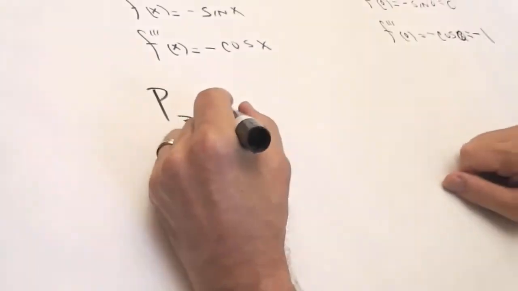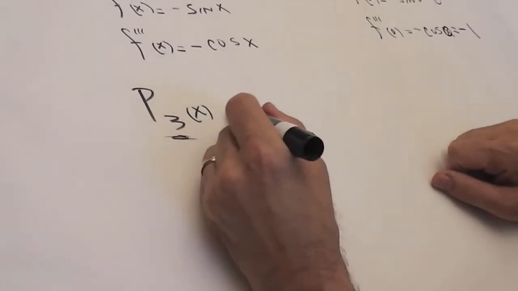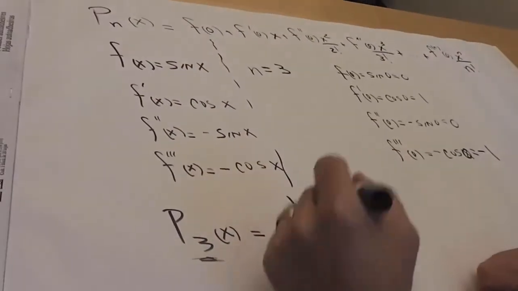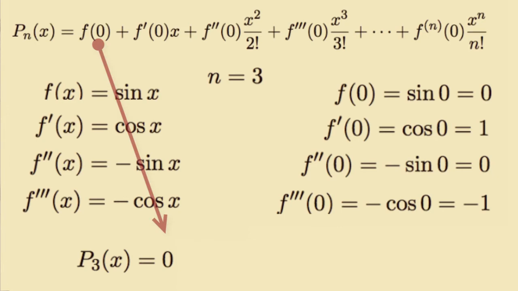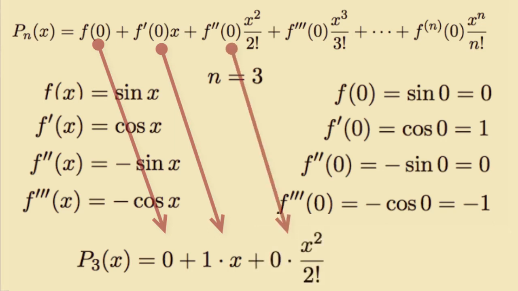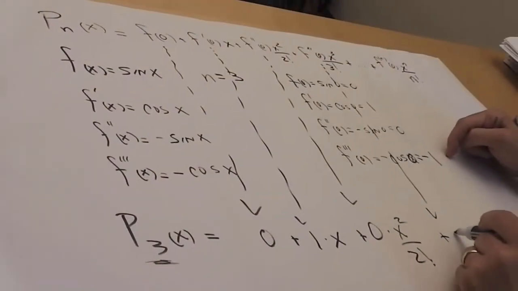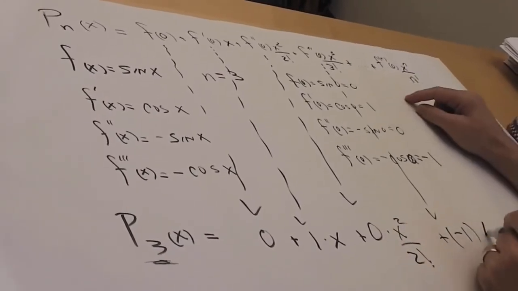So now it's just a simple matter of putting this together. P3 of x, the third Taylor polynomial, is going to be f of 0, which is 0, plus f prime of 0, which is 1 times x, plus f double prime of 0, which we said was 0, times x squared over 2 factorial. And the last term will be f triple prime of 0, which we said was minus 1, times x cubed over 3 factorial.